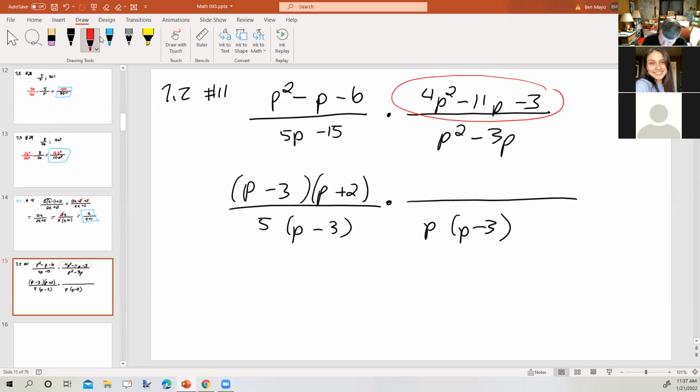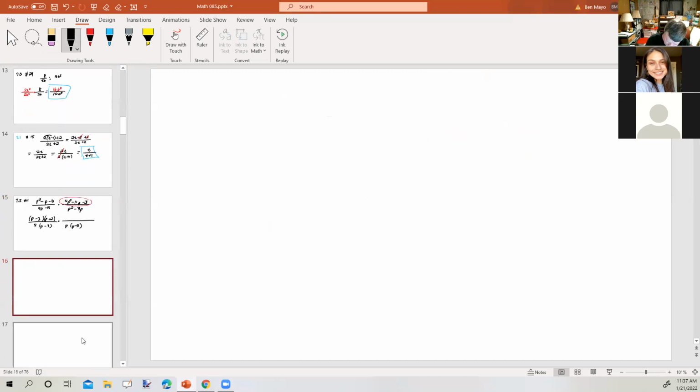Okay, so now what I've got left is this one. I'm going to take that and recopy it on the next page. Let's see, 4, negative 11, negative 3. 4p squared minus 11p minus 3. So here we have a trinomial. It's in standard form. There's no greatest common factor. It's not a perfect square. It doesn't have a leading coefficient of 1. So I'm going to use grouping.